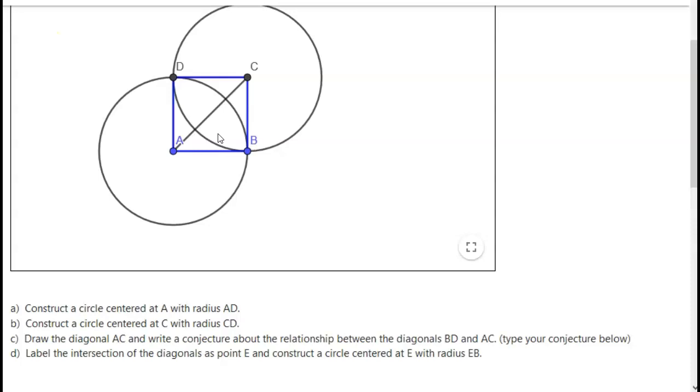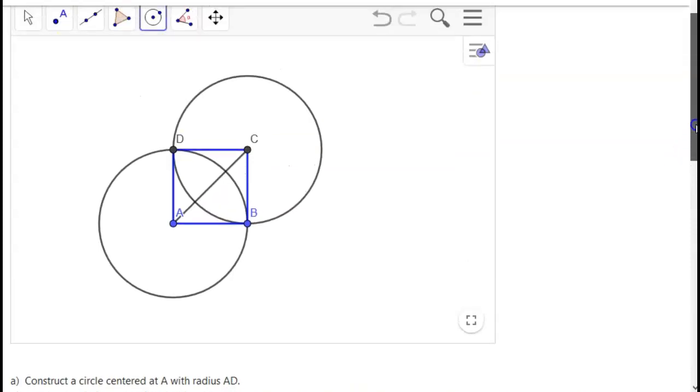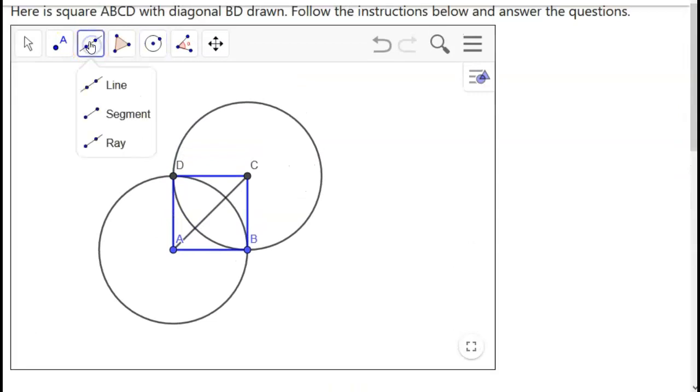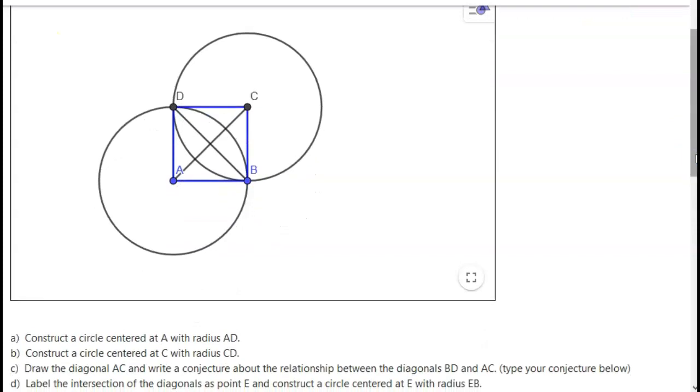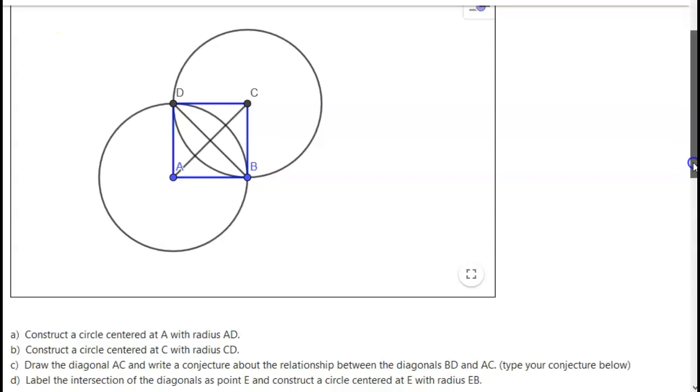Draw the diagonal BD and write a conjecture about the relationship between the diagonals BD and AC. So if we go back up here and we grab a segment, this is kind of like what we already talked about in that previous section. These two diagonals have to be the same length, and what they're actually doing is they're bisecting each other. So DB is the perpendicular bisector of CA, and CA is the perpendicular bisector of DB.